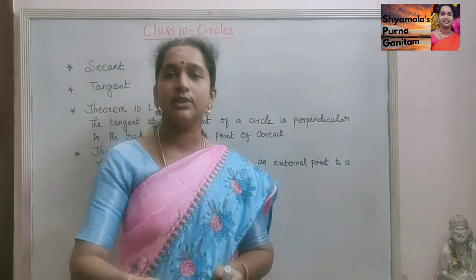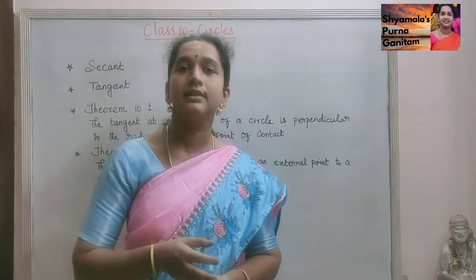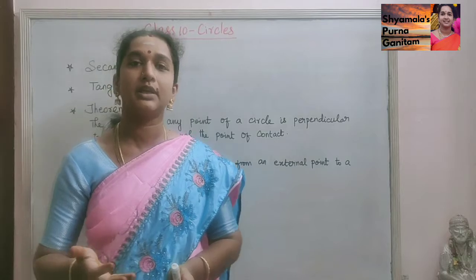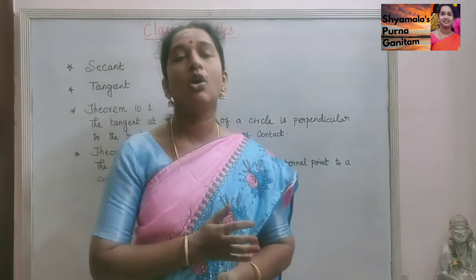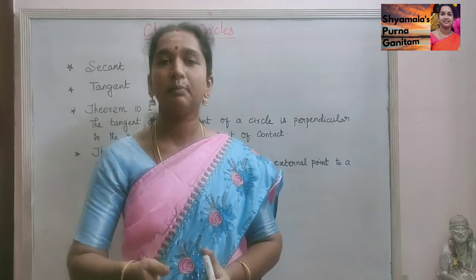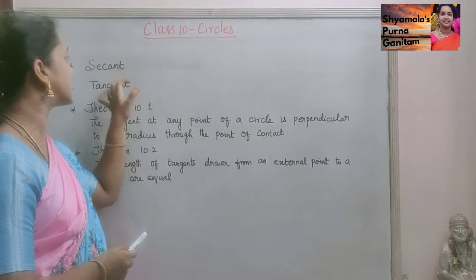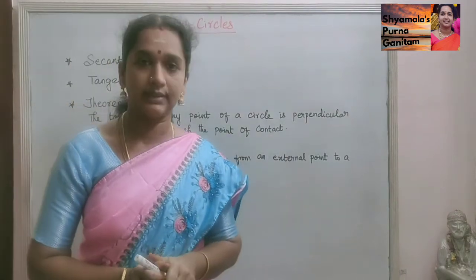So you know about circles. Radius, diameter, segment, sector, all these things you have learned in your lower classes. These are the parts of the circle. One important thing other than those things are tangent and secant.